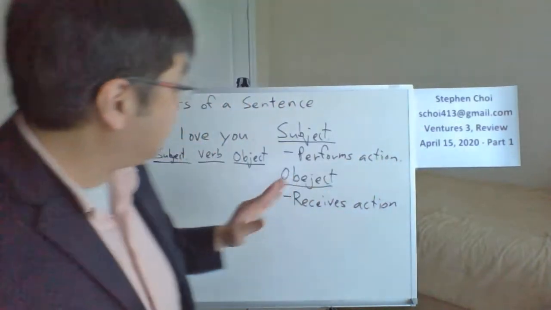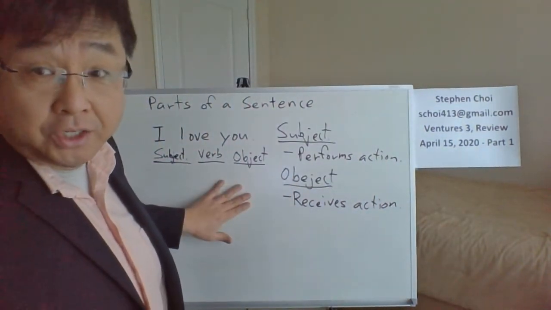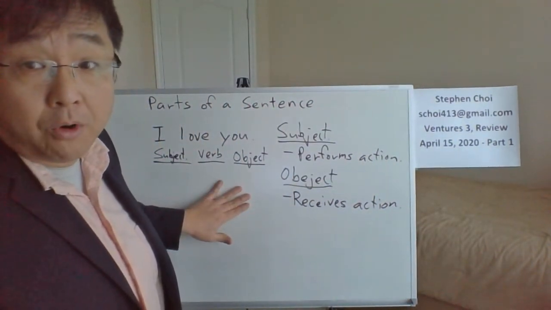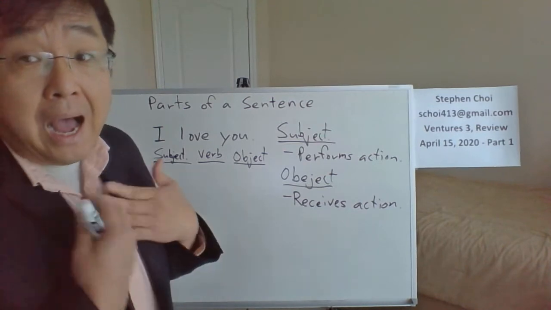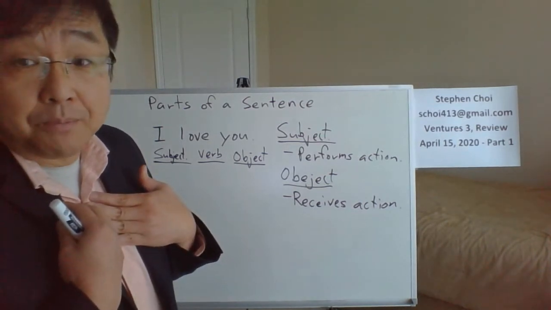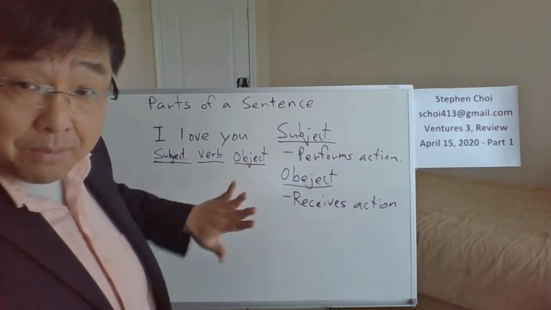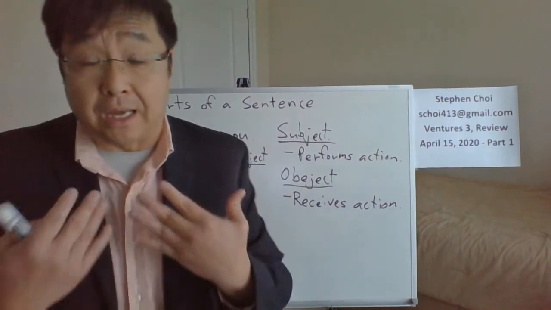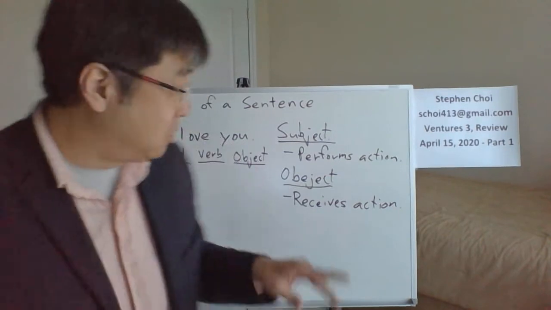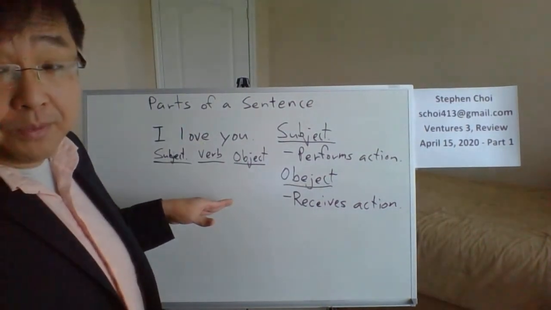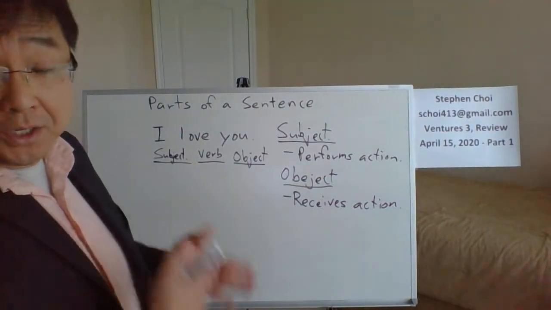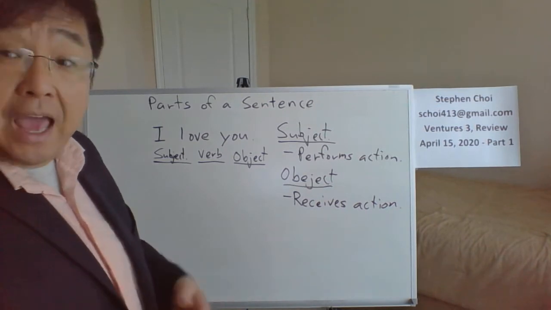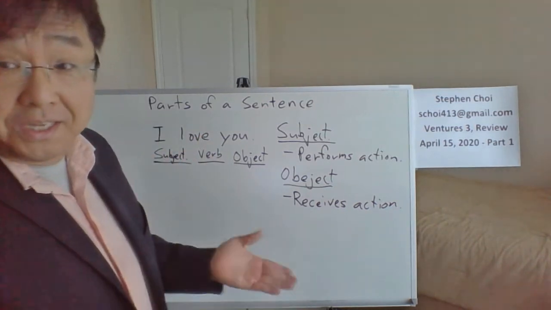So if I say something like I touch or I hit the whiteboard, I hit the board, I is the subject because I am doing the action. I am hitting or touching, and the whiteboard is receiving that touch or that hit. So I hit the board means what? I is the subject, hit is the verb, and the board is the object.